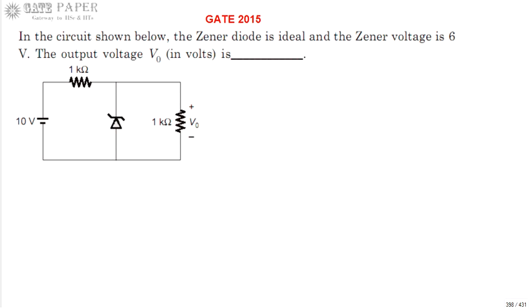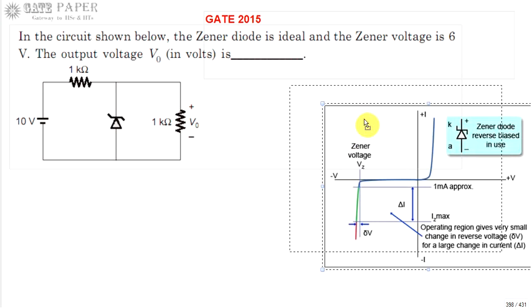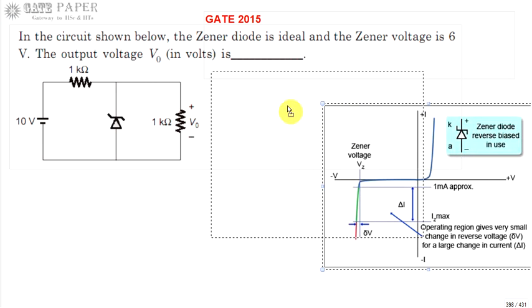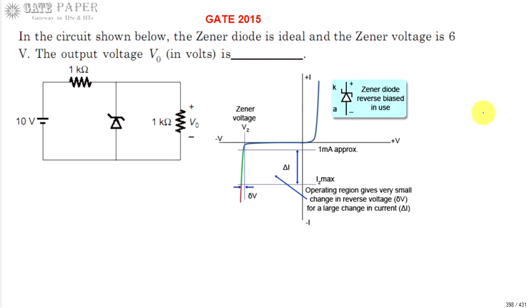V0. Okay. So we all know the Zener diode characteristics. A Zener diode is simply a heavily doped silicon PN junction, and in forward bias it acts like a normal diode, and in reverse bias there are two different regions, based on the applied reverse voltage.